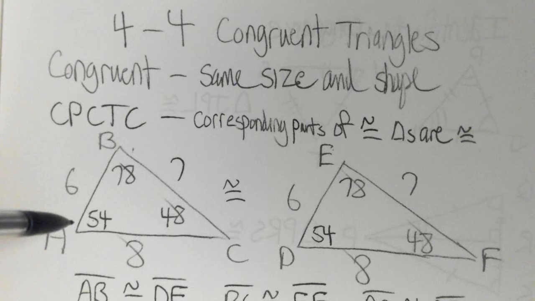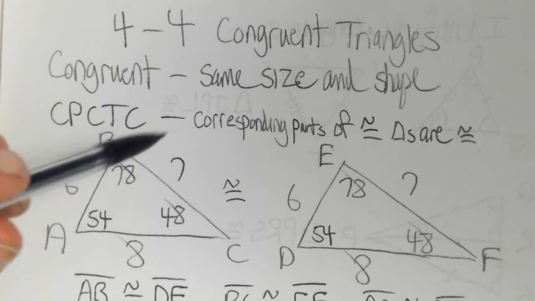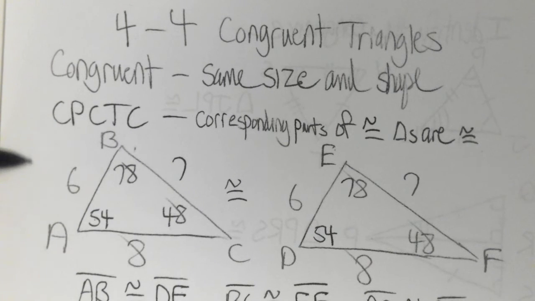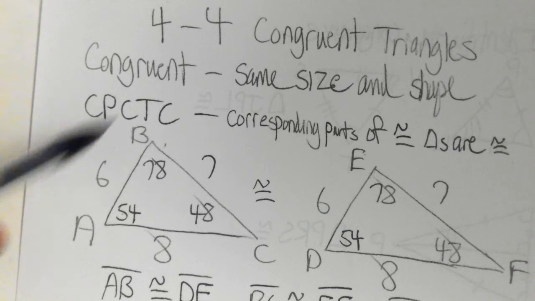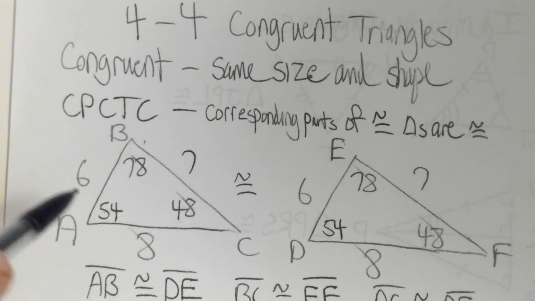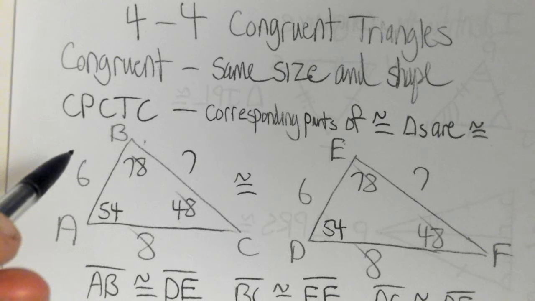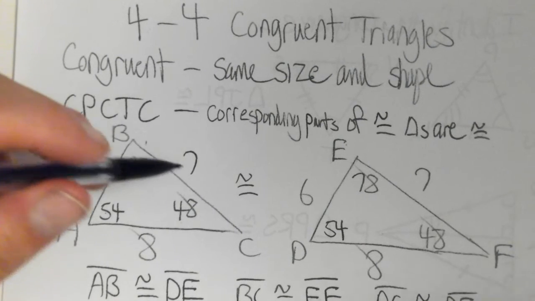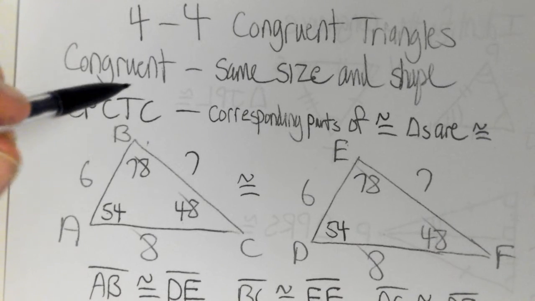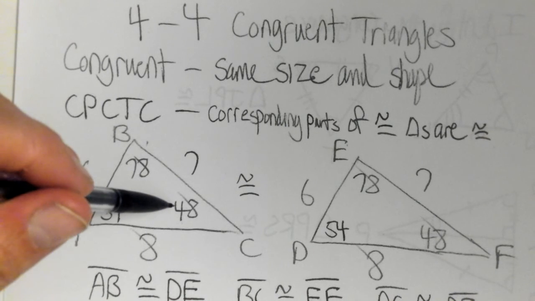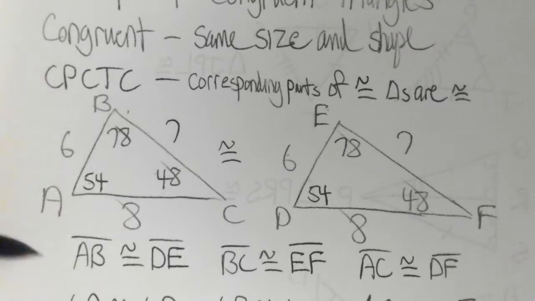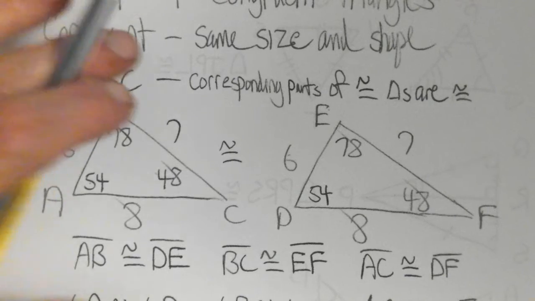Again, a triangle has 6 parts. It's got 3 angles and 3 sides. So if 2 triangles are congruent, then all 6 parts have to match up. All the angles have to match, all the sides have to match. And when we say match, we don't just mean that there's a 6 here and a 7 here and a 6 here and a 7 here. If the 6 is across from the 48 here, then the 6 has got to be across from the 48 here. So all 6 parts have to be matching and corresponding.